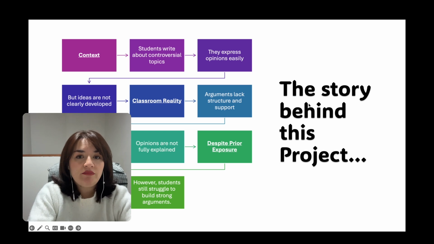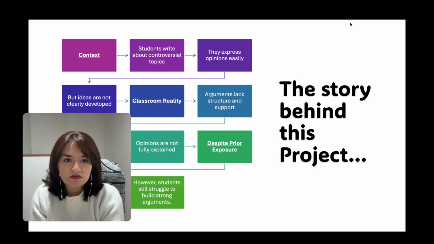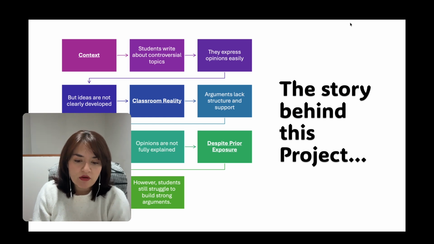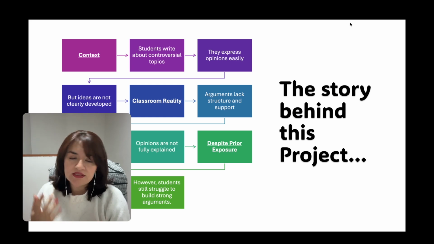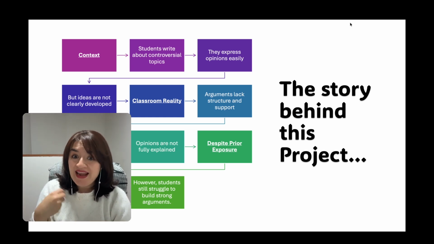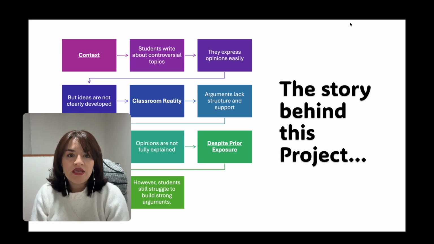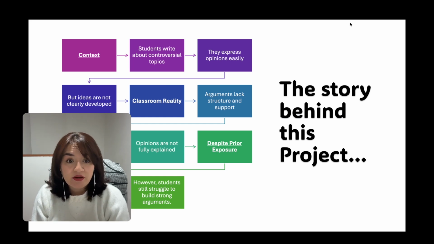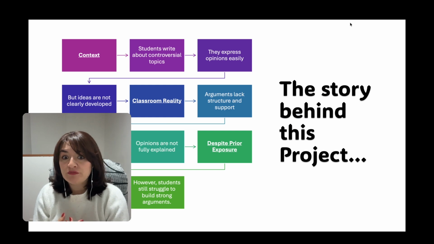Well, let me tell you the story behind this project, okay? Imagine that you enter a 10th grade classroom and ask your students to start writing about some controversial social topics, something like surrogacy, terrorism, stuff like that. They actually have really good opinions about it. They can express their opinions easily, but their ideas are not clearly developed, right? I mean, they can be disorganized, they can be lacking any kind of support, their ideas can be not well connected, opinions are not fully explained.